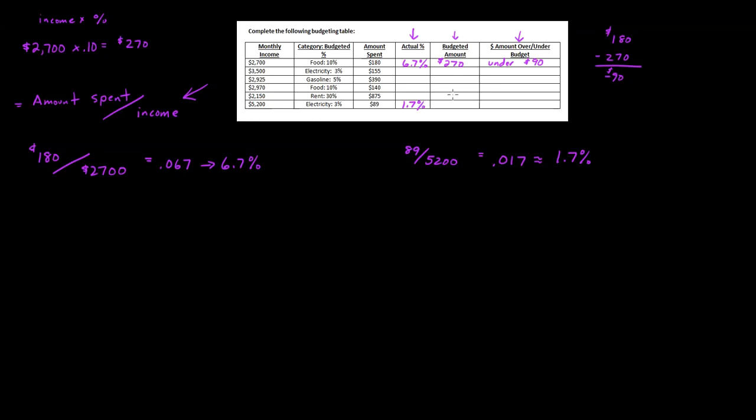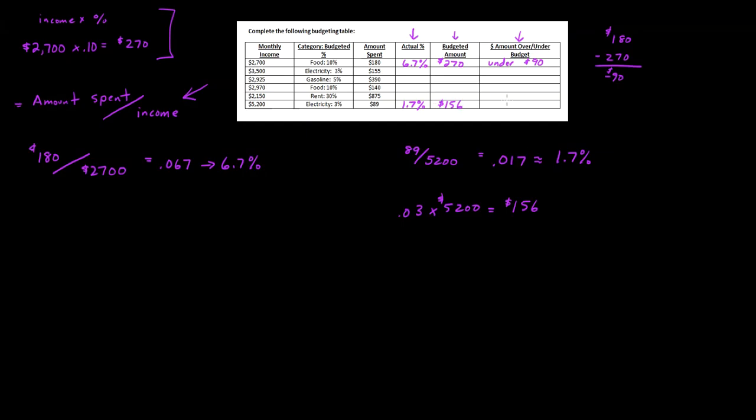The budgeted amount, remember that's my formula right up here, the budgeted amount would be the 3%, so 0.03, times my income, which is still 5,200. We multiply the 3% times 5,200, and we get $156 is the amount that we had budgeted.